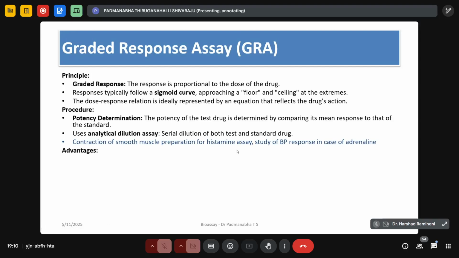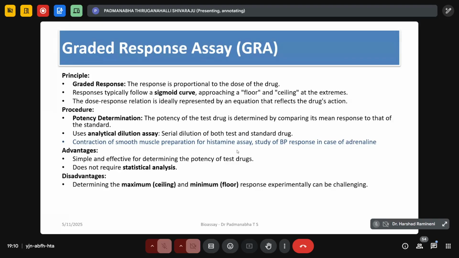Next, coming to the advantages. It is very simple and effective in terms of determining the potency of the drug, and does not require any statistical analysis or complicated procedures. Since we have done serial dilution properly, if we are doing a dilution at a proper rate and correct values, we'll get a proper response. Disadvantage: determining the ceiling or maximal effect and minimal response experimentally will be challenging.